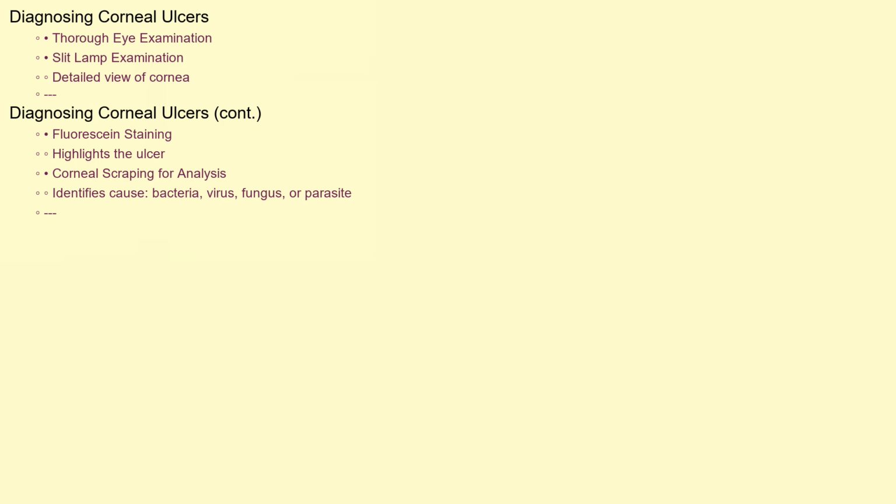Diagnosing a corneal ulcer requires a thorough eye examination by an eye care professional. This typically involves checking your vision and examining the eye with a slit lamp, a special microscope that allows a detailed view of the cornea. The doctor may use fluorescein staining, where a dye is applied to the eye to highlight the ulcer. To identify the specific cause of the ulcer, a corneal scraping may be taken and sent to a lab for analysis. This helps determine whether the ulcer is caused by bacteria, virus, fungus, or parasite, guiding the appropriate treatment.